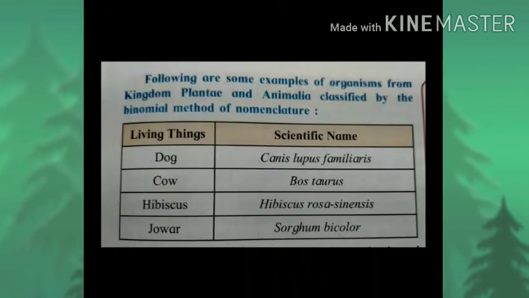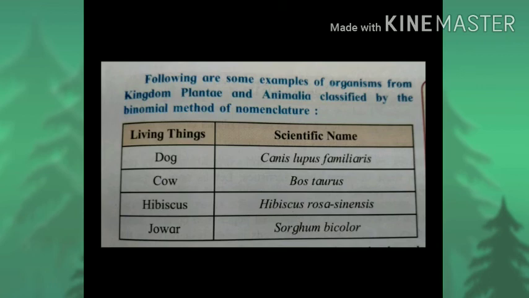In this example, the living things, that is the following some examples of organisms from the kingdom Plantae and Animalia, classified by the binomial method of nomenclature. Dog, Canis lupus familiaris. Cow, Bos taurus. Hibiscus rosa-sinensis. Jowar, Sorghum bicolor. This is the scientific name of those living things. There are various living things, dog, cow, Hibiscus is the flower which we use. Jowar is the plant having the name Sorghum bicolor.